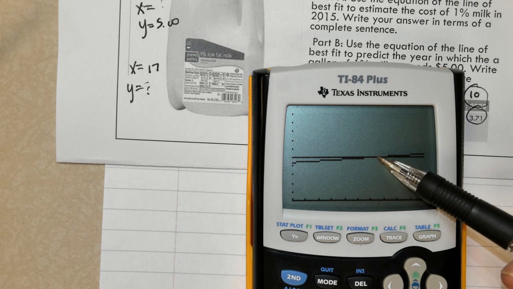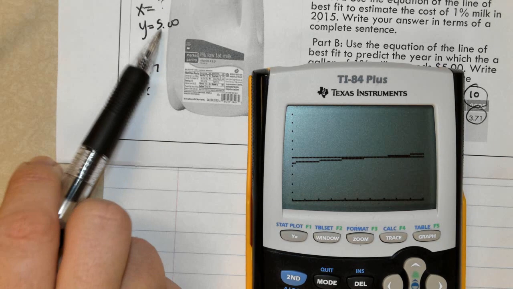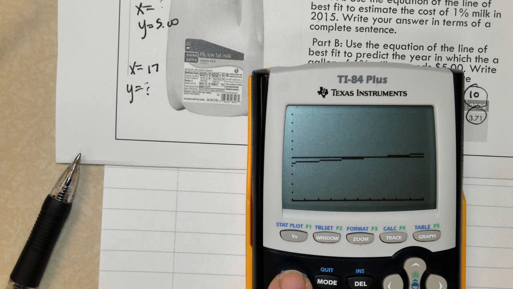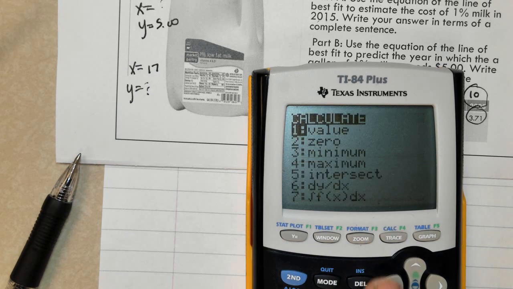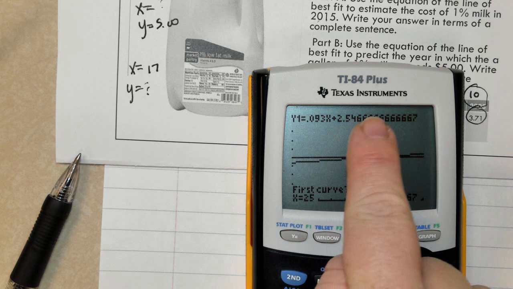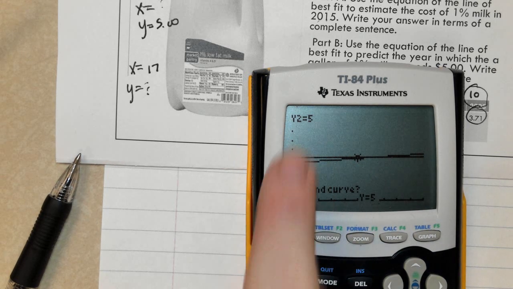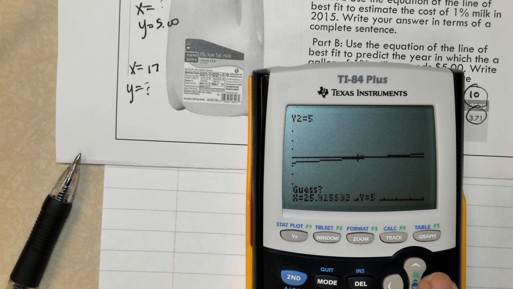What does this intersection mean again? We're trying to figure out when the cost is $5. So to find that intersection, go second, trace, intersect, second trace, intersect. First curve just means what's the first equation. There's your first equation. It's the line of best fit. Second curve means what's the second equation you plugged in. And guess means go over the top of where you think they intersect.